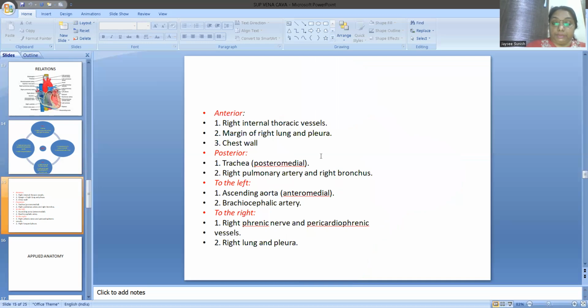So we have mentioned here clearly: on the anterior side, the right internal thoracic vessels, margins of the right lung and pleura; on the posterior side, the trachea, the right pulmonary artery, and the right bronchus. On the left side, we will see the ascending aorta and brachiocephalic artery, and on the right side, the right phrenic nerve, pericardiophrenic vessels, and right lung and pleura.